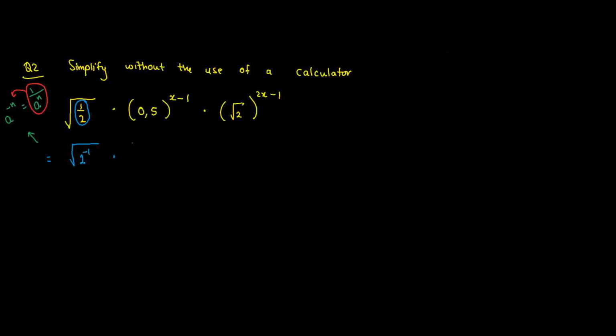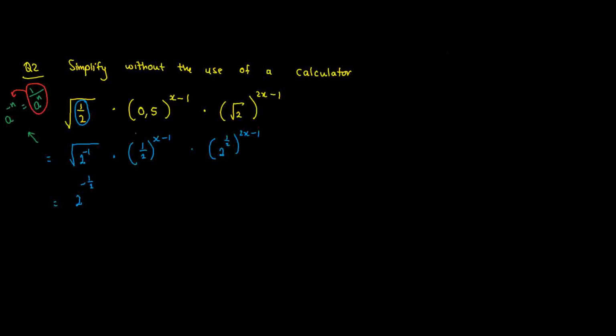Times, a half can be written as 1 over 2, because we do know 0.5 is 1 over 2, a rational number, raised to the power of x minus 1, times 2 raised to the power of a half, or raised to the power of 2x minus 1. Right, now I have the square root of 2 raised to the power of negative 1. How do I work that out? It's 2 raised to the power of negative 1 over 2.